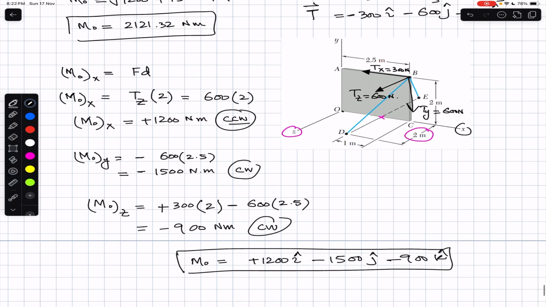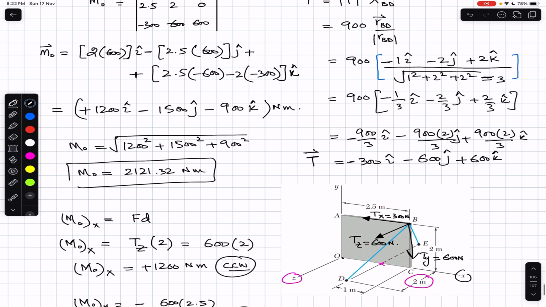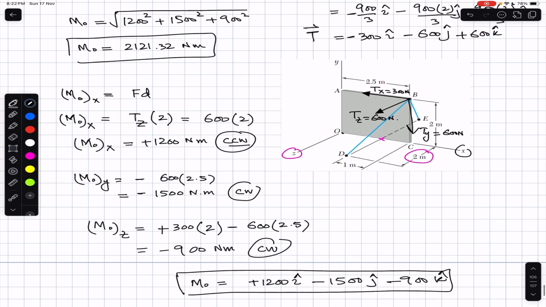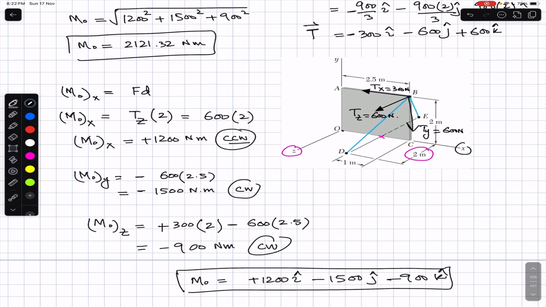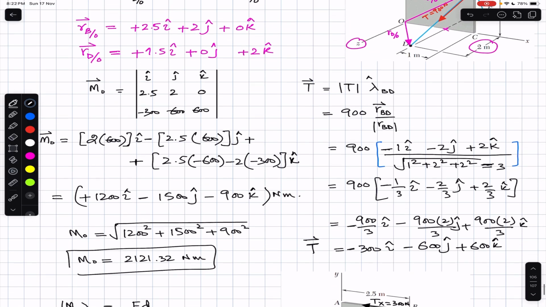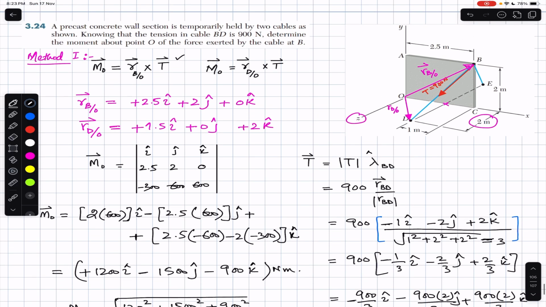So this is how we can use the cross product method and the scalar method to find the moment of a given vector about a particular point, in this case, which is point O. So this is the solution of this particular problem. I hope all this discussion will help you in finding the moment about a particular point for a given force which is acting at some point. In this case, it is the tension acting at point B, and we are asked to find the moment about point O.